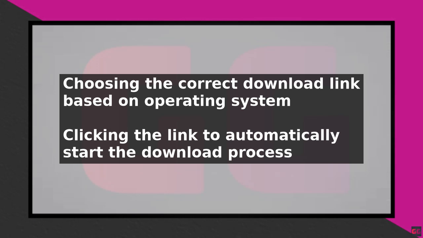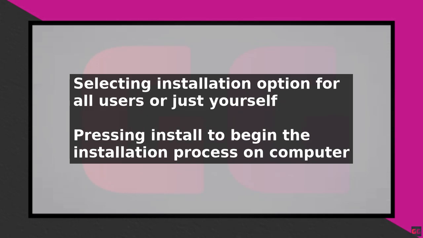After the download is complete, click on the file and you will be asked if you want to install it for all users or just for yourself. In case you have multiple users on your computer, select the desired option and press install. The installation process will begin and may take up to a minute to complete, depending on your computer's speed.